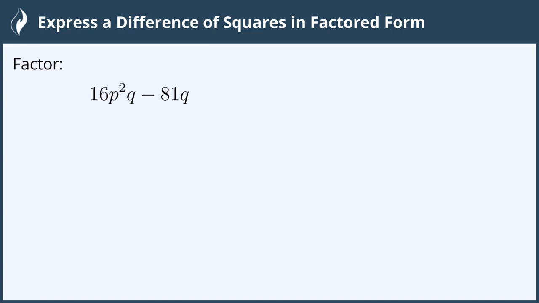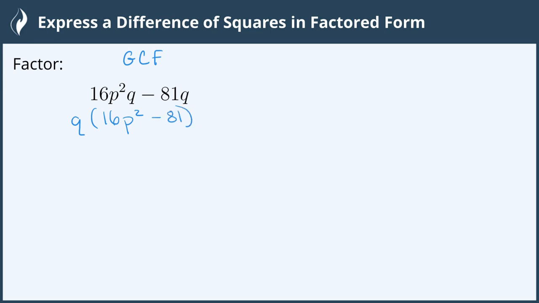Before we factor anything, we always look for the greatest common factor. We do that because it simplifies the problem, since it'll make things smaller for us. In this case, nothing goes into both 16 and 81, but both terms do have a q, so I can factor out a q, which leaves us with 16p squared minus 81.